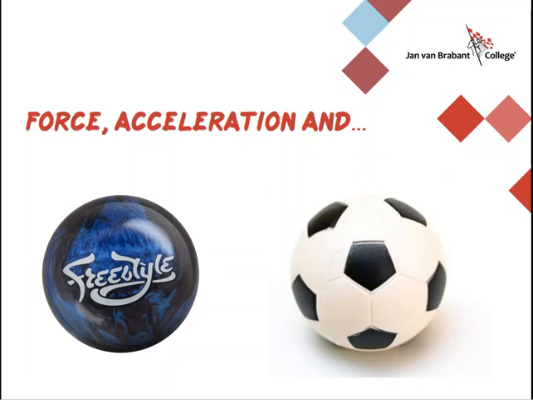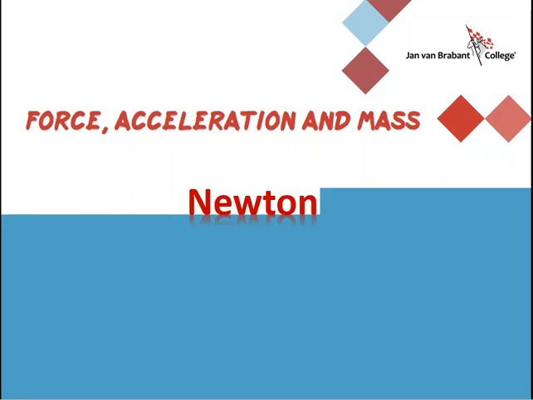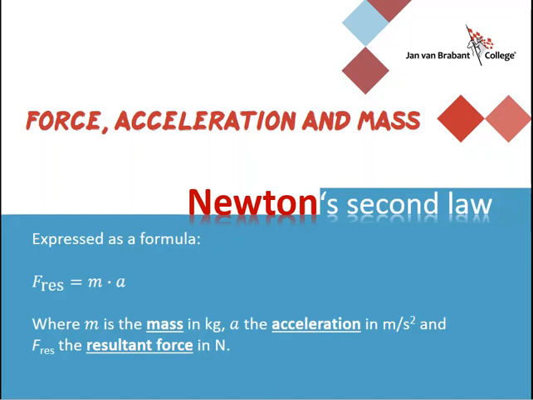So we're looking for a relationship between force, acceleration, and mass. And this relationship is known as Newton's second law of motion. According to Newton's second law of motion, the resultant force is equal to the mass times the acceleration of an object.